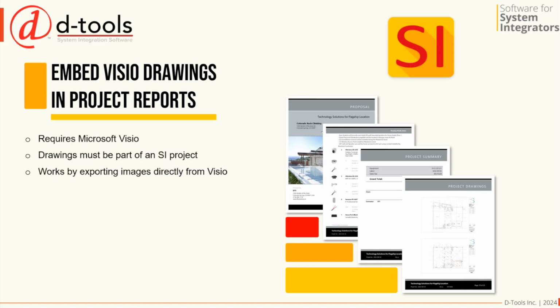As an example, I'm going to provide a quick demonstration showing how your Visio drawings can be included in project reports. So first, let's review how this works. The first requirement is having Microsoft Visio installed. To include drawings in reports, the drawings must be part of an SI project. They can't be standalone drawings. The report works by exporting images directly from Visio and storing them with your project files, and then including them in the report when you run it. And now for a quick demo.